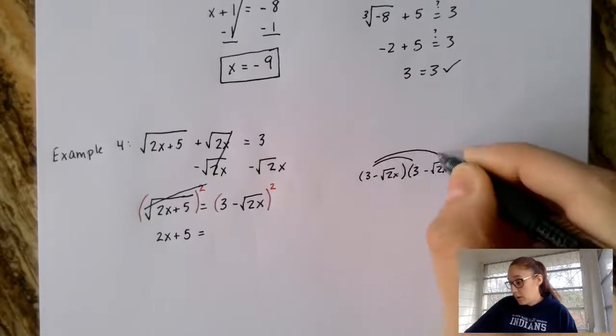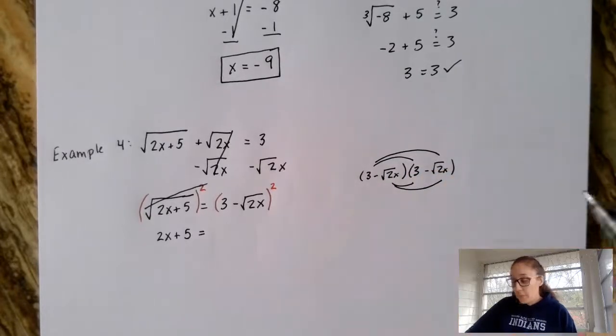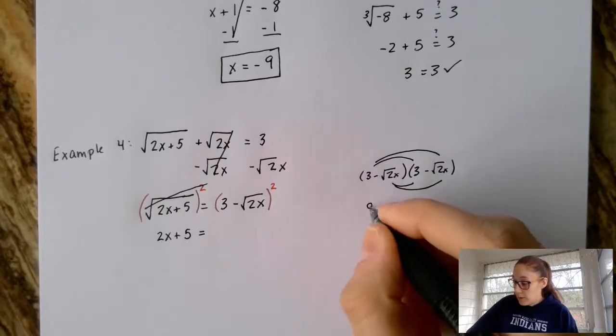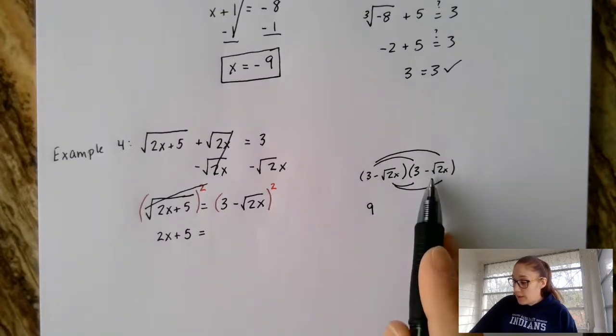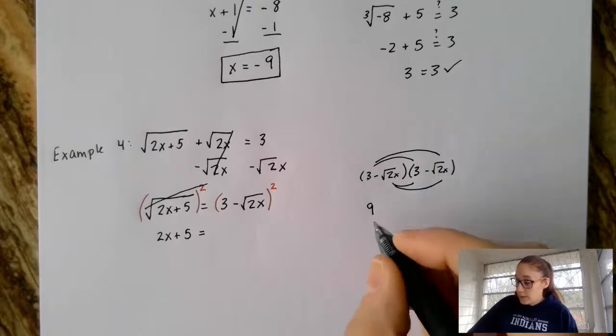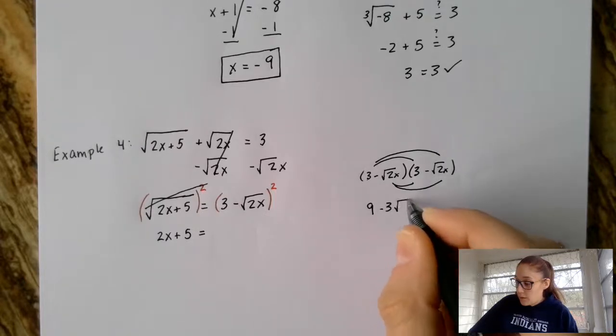So again, this is just a bunch of distribution. Alright, so 3 times 3 is 9. 3 times negative radical 2x is negative 3 radical 2x.